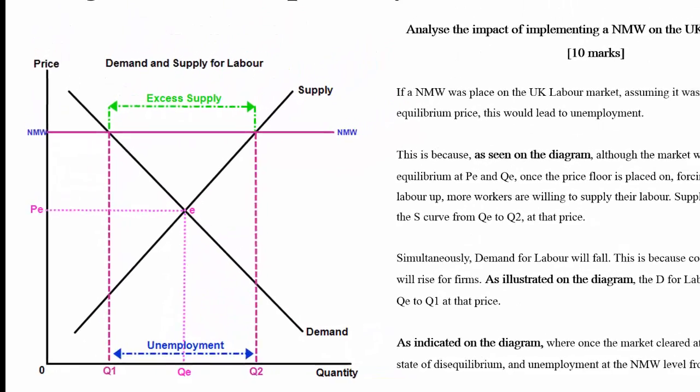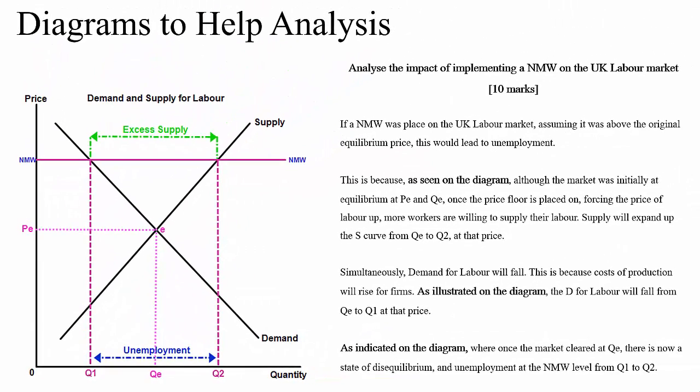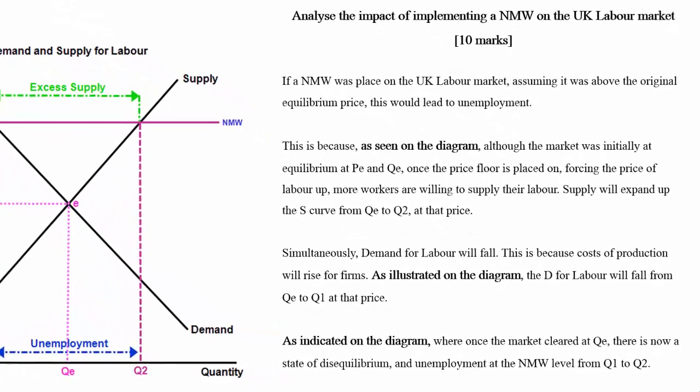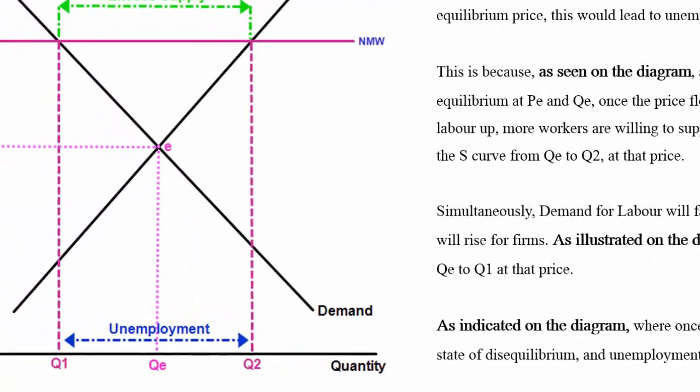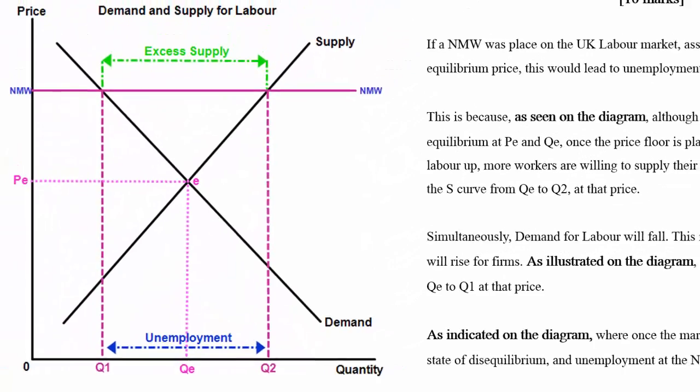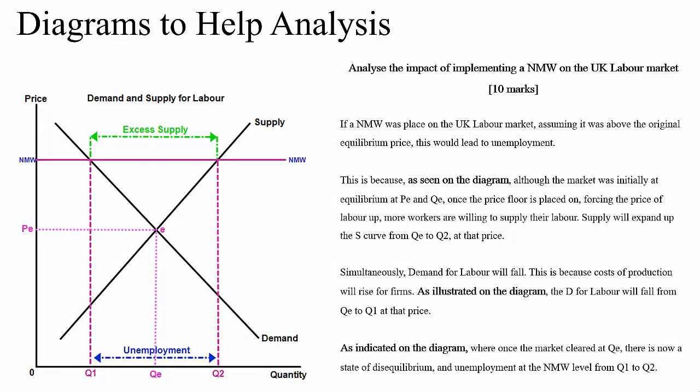So simultaneously, we're going to use the diagram again now to explain this point. Demand for labour is going to fall. And this is because the cost of production for firms will rise because we're paying higher wages now. And as illustrated on the diagram, the demand for labour will fall from QE to Q1. And then we use the diagram once more, as indicated on the diagram, and this is the bottom part, where once the market cleared at equilibrium quantity, there is now a state of disequilibrium and unemployment between Q1 and Q2. So you can see again, we've gone step by step, but we've used the diagram to help. And diagrams do very much help with what you're trying to analyse.